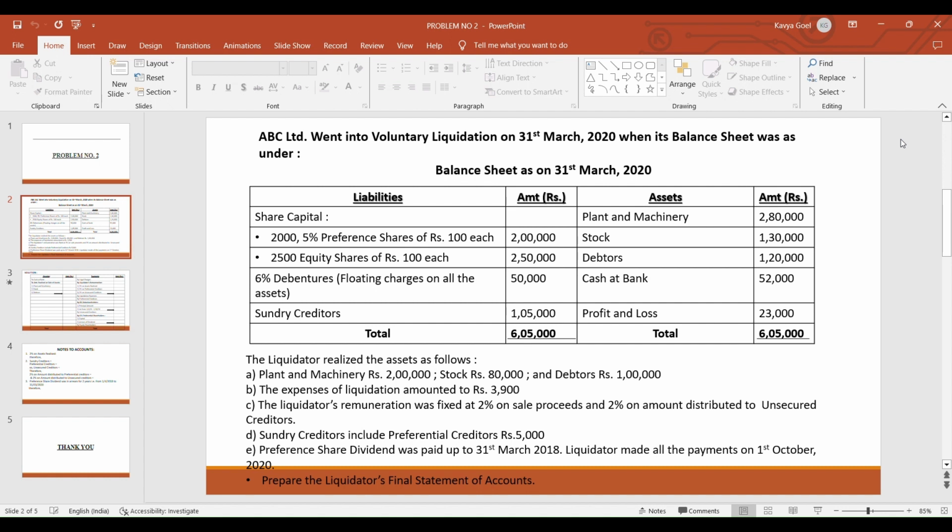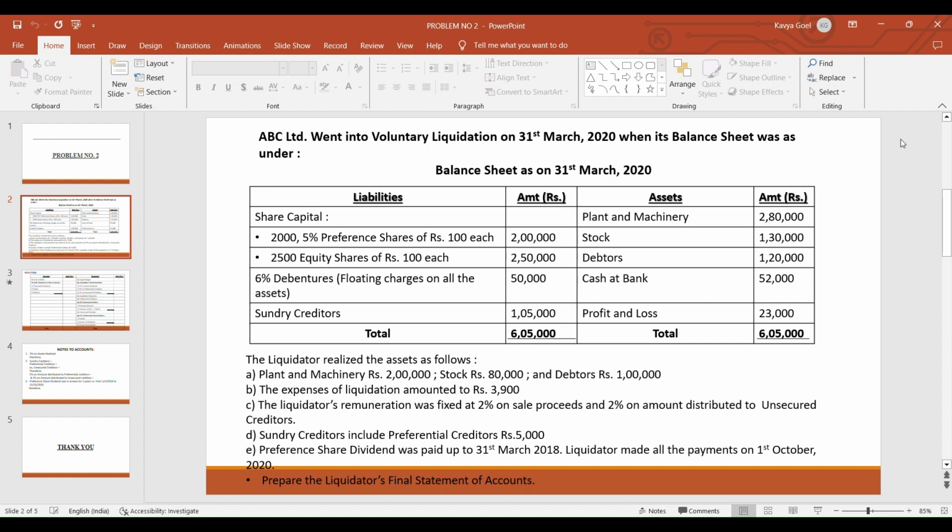So on the liability side, we have share capital. Under share capital, we have 5% preference shares and equity shares, 6% debentures, and on 6% debentures, we have a floating charge. And what does floating charge mean? I will explain when we post this item on the payment side. Okay, and the last is sundry creditors, and on the asset side we have plant and machinery, stock, debtors, cash at bank, and profit and loss.